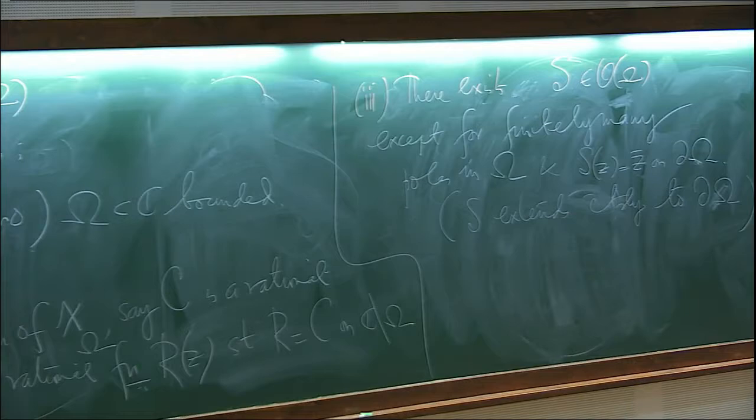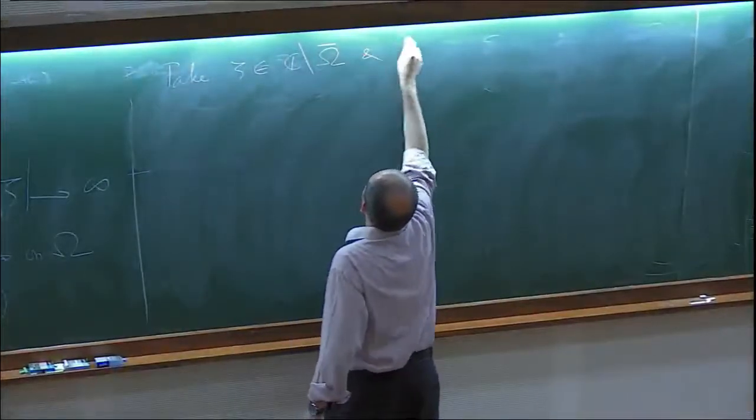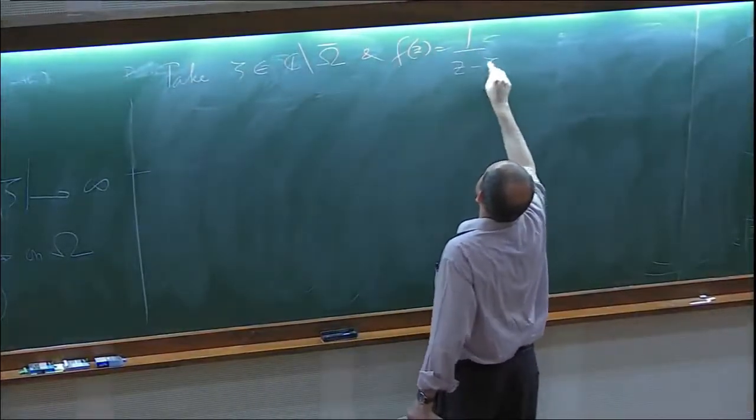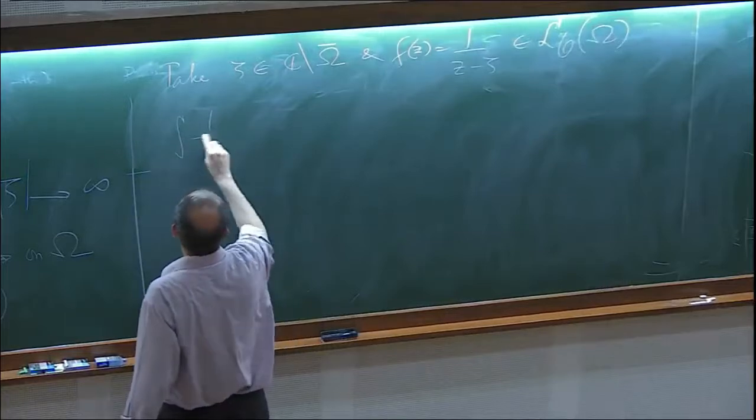So what you do is, I choose a very special L1 function, which is holomorphic. Take your favorite zeta outside the domain, look at the function 1 over z minus zeta. Because your domain is bounded, this is an integrable function, it's holomorphic, so I can plug in f equals 1 over z minus zeta here. Take zeta in the complement of the domain and take f to be 1 over z minus zeta, which is in my test class. Apply the quadrature formula here.